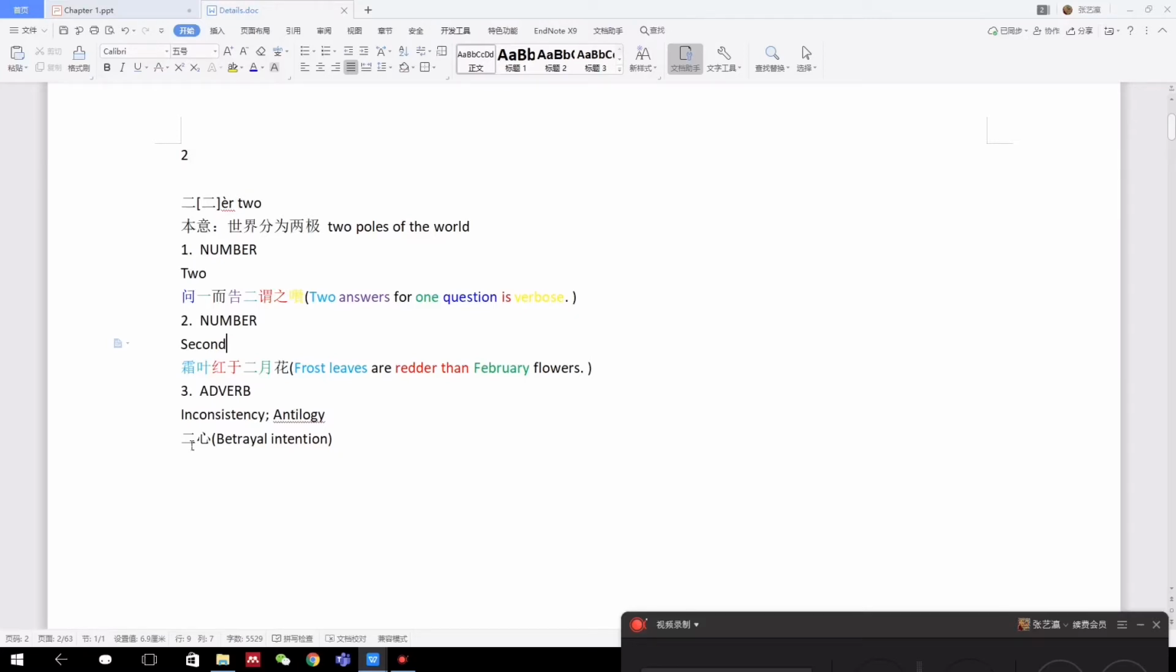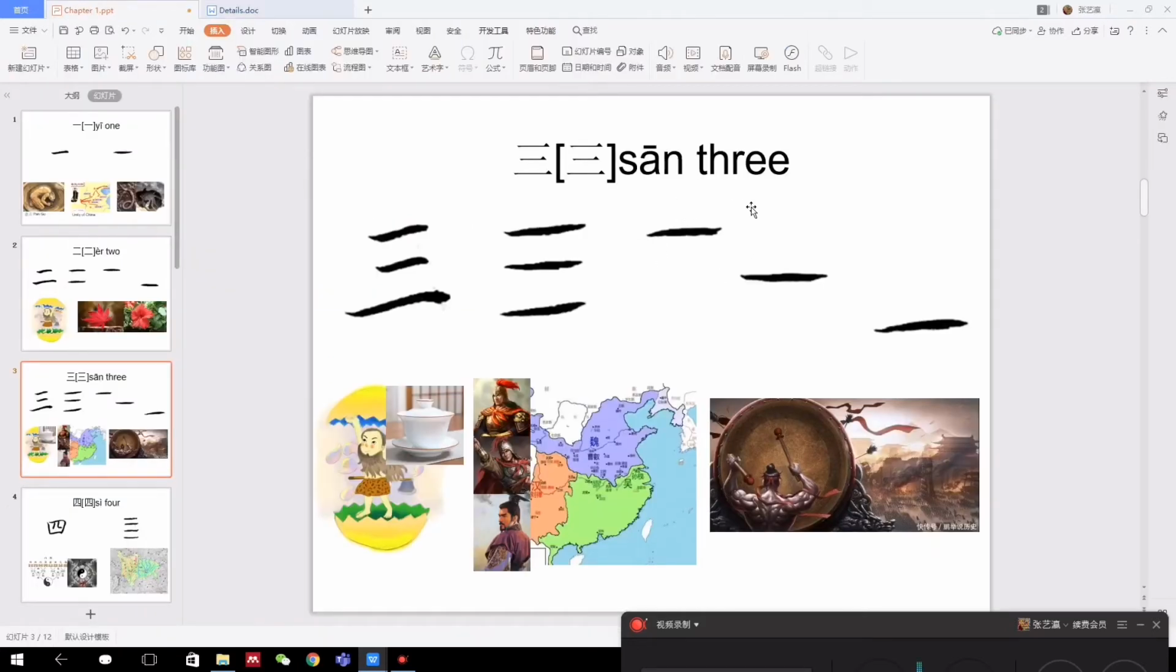The third character is 三, 3. It has one line between the sky and earth. So this line represents human. The traditional Chinese tea set follows this sky, human, earth concept. The cup lid is sky, and the tray is earth, and the cup itself is human. That's the reason why we humans drink water from that part.